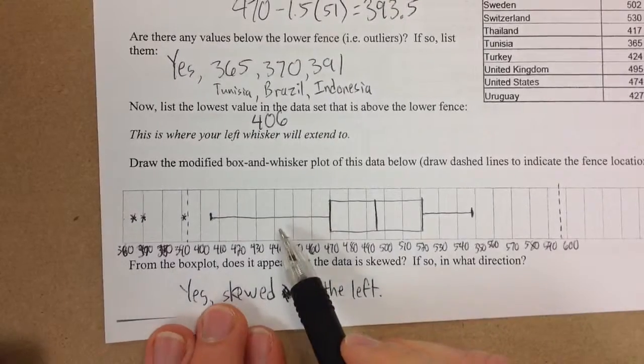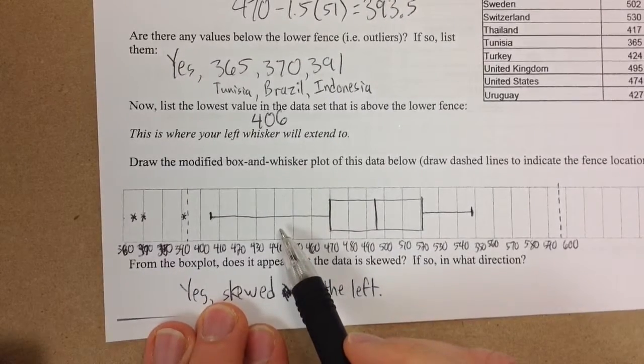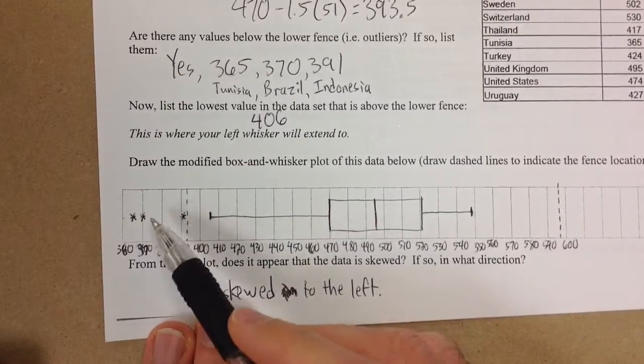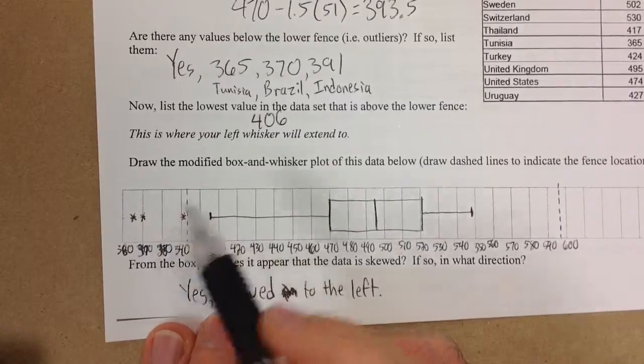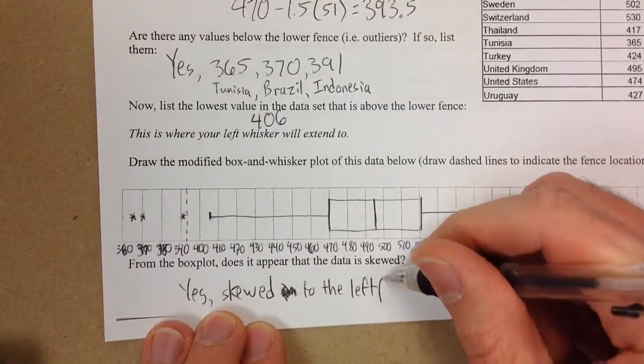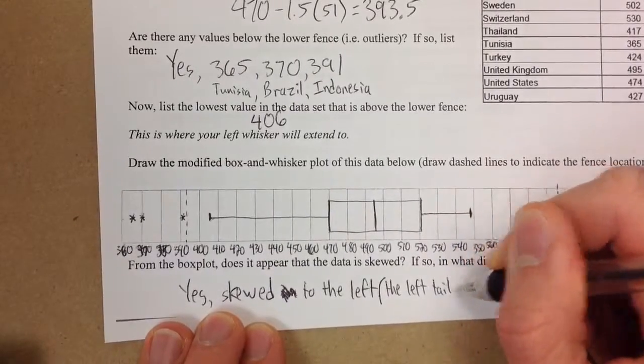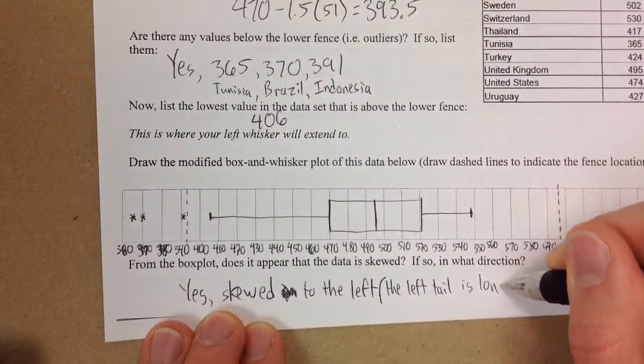Notice that the tail on the left-hand side is longer. And notice that you have outliers on the left-hand side. Those will also contribute to the skew. The left tail is longer than the right.